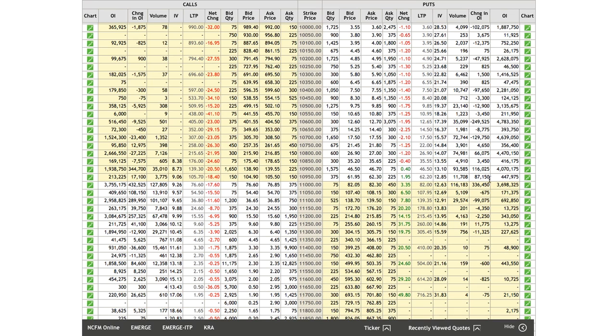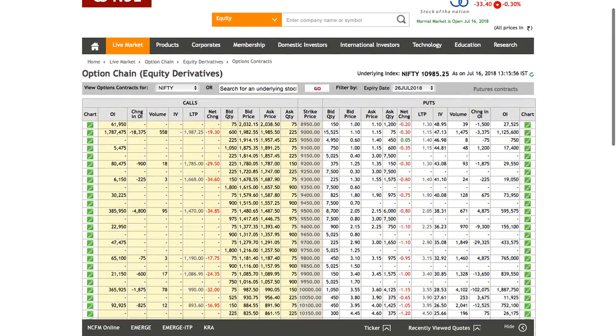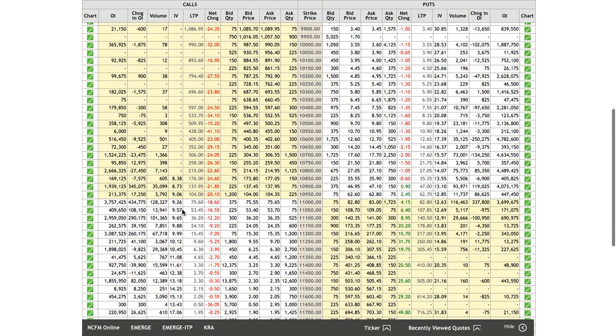We know that the first significant support is at 10,900. We are about 85 points away, and this is something that we can keep refreshing in real time. But we know that there is a very strong support here. There aren't any new calls being written, so we know that the put side is heavily dominant on 10,900. But let's see what is happening on 11,000 now.